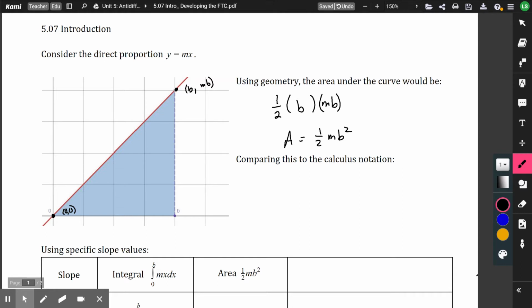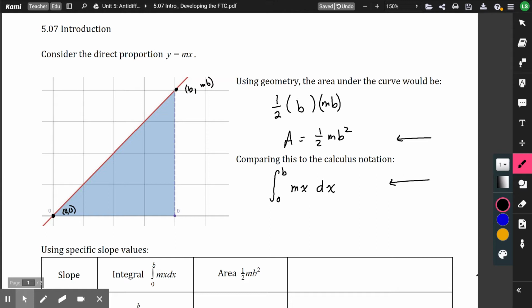Now, when we look at the calculus notation behind this, using those definite integrals that we looked at before, this would start at 0 and go to x equals b, and our function is m times x. So what we're going to try to do is relate what the area under the curve has to do with the definite integral, and how they are connected to each other.